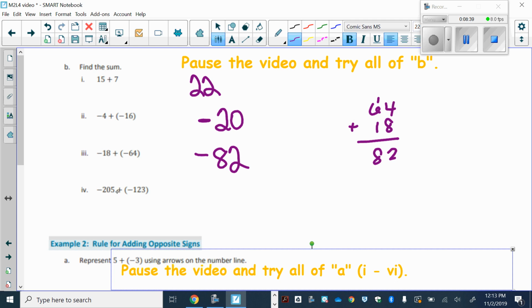Negative 205 plus negative 123. They're both negative, so I know my sum is negative. 205 plus 123, because I'm going to move to the left 205, then I'm going to move 123 more to the left. So I'm landing at negative 328.